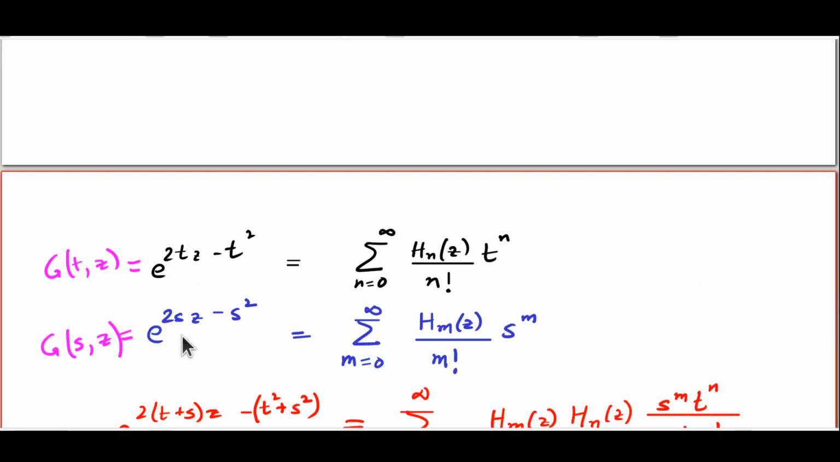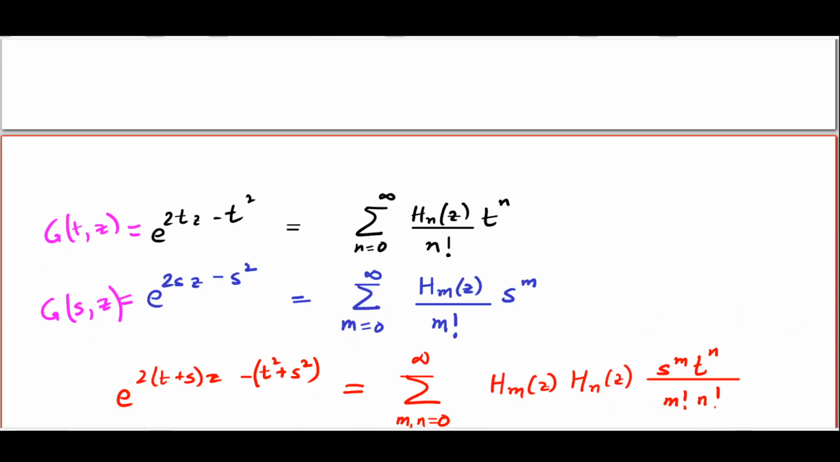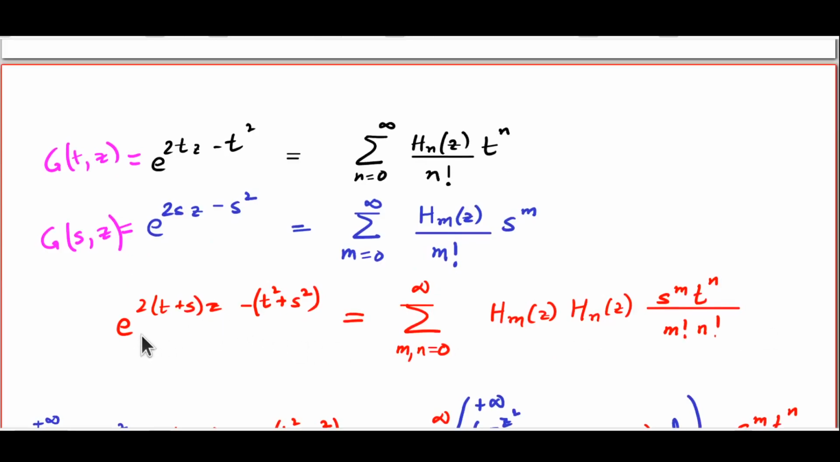Now, if you just multiply the two together, and that is precisely why I have changed the dummy variable, because I'm going to multiply them together and I don't want n to be confused with m. What I'm going to get is this expression here. It is e to the 2(t + s)z, which is just this plus this, minus t squared minus s squared, which is what you have in the exponent here. And the sum becomes a double sum over both m and n of H_m(z) H_n(z) times s to the m t to the n by m factorial n factorial.